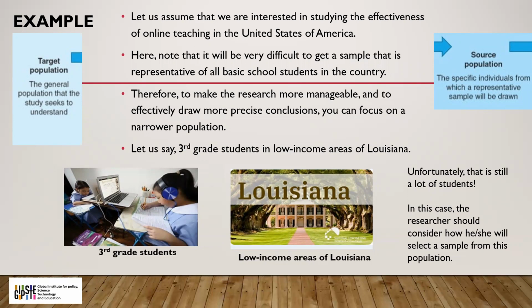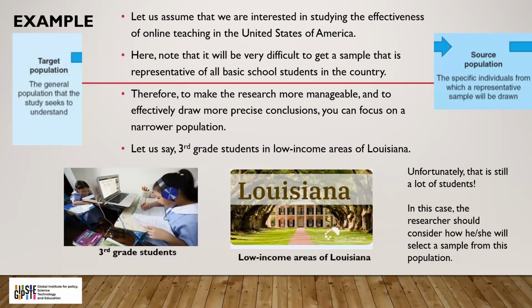Therefore, to make the research more manageable and focused, and to effectively draw more precise conclusions, you can focus on a narrow population by narrowing the population a bit down. Let's say third grade students in low-income areas of Louisiana. So if you are looking at third grade students in Louisiana, specifically in low-income area zip codes, then probably we will have a narrowed scope to deal with. Unfortunately, this is still a lot of students.